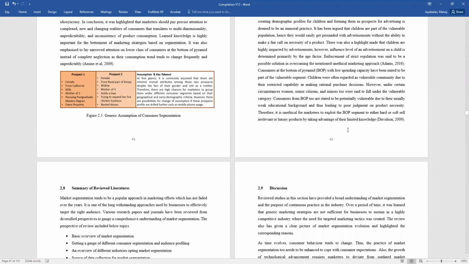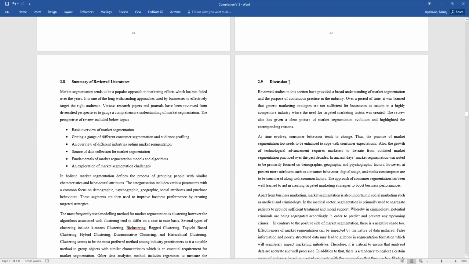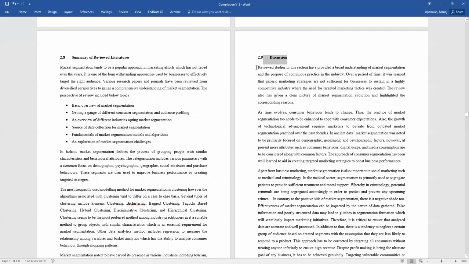Okay, so some of you have a doubt on what needs to be in a discussion. So you can see here how she starts. She starts with "the review studies in this section have provided a broad understanding of market segmentation and purpose of continuous practice in the industry." So she just provides a detailed introduction and then she starts to explain.